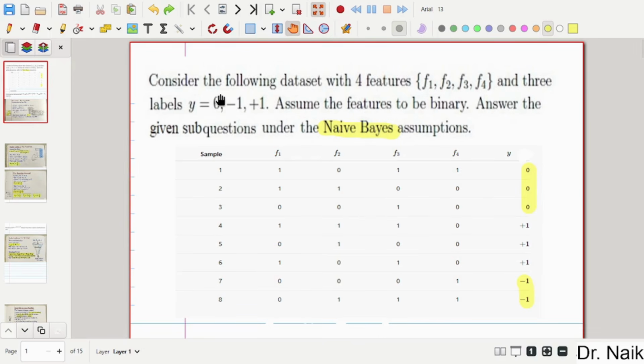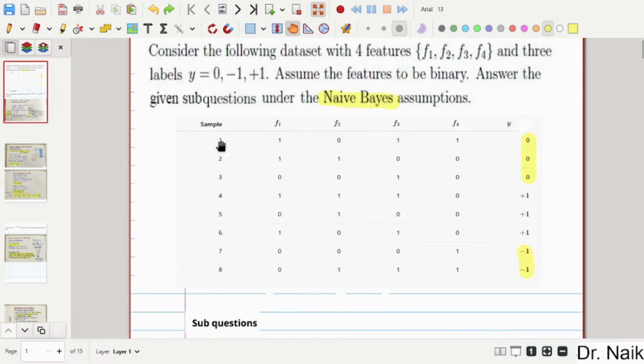Consider the following data set with the 4 features F1, F2, F3 and F4 and 3 labels y equal to 0, -1, +1. Assume the features to be binary. Answer the given sub-questions under the naive-Bayes assumptions. So these are the samples and the features F1, F2, F3, F4, and this is the class Y. So this is the information given to us.